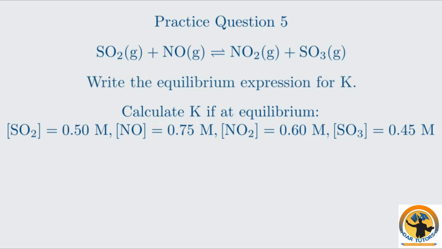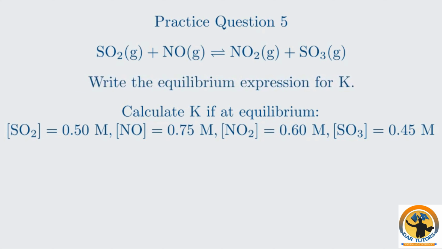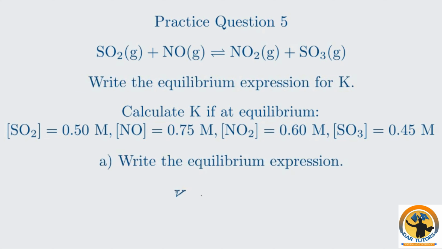The first part of the question asks for the equilibrium expression. This is a direct application of the law of mass action. For the given reaction, K equals the concentration of nitrogen dioxide times the concentration of sulfur trioxide, divided by the concentration of sulfur dioxide times the concentration of nitrogen monoxide. Since all stoichiometric coefficients are 1, there are no powers.